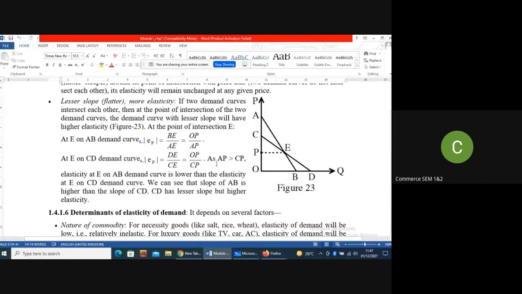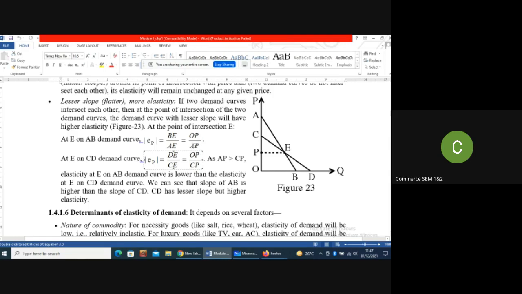So as AP, this distance, is higher than CP, we can see that this CP is smaller than AP. AP is higher.